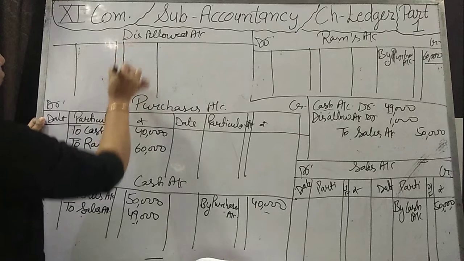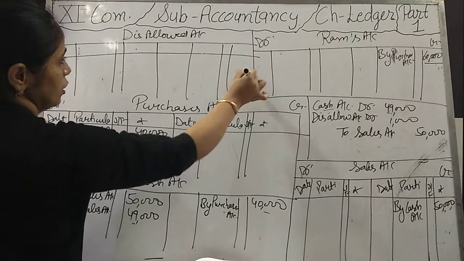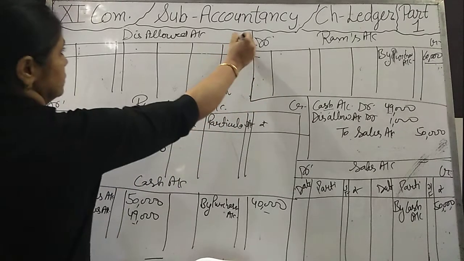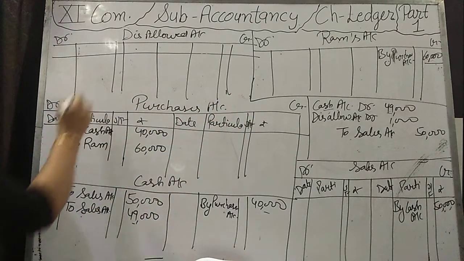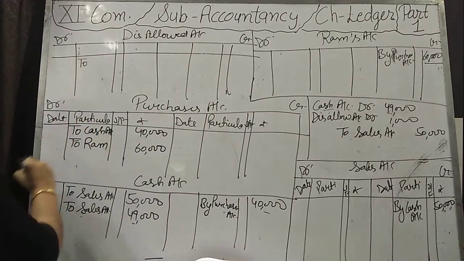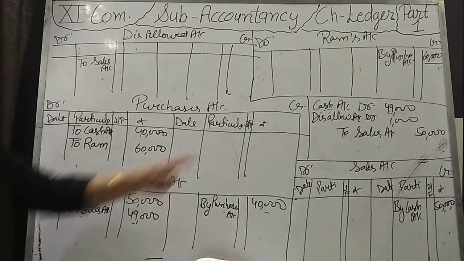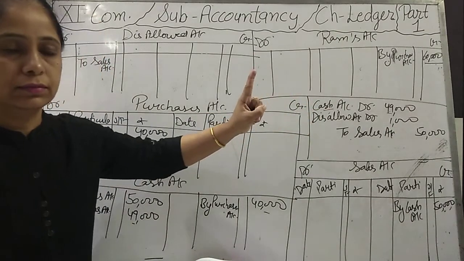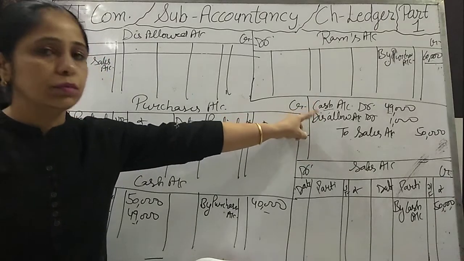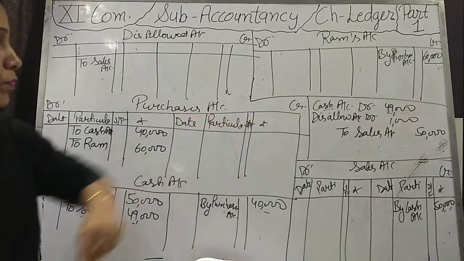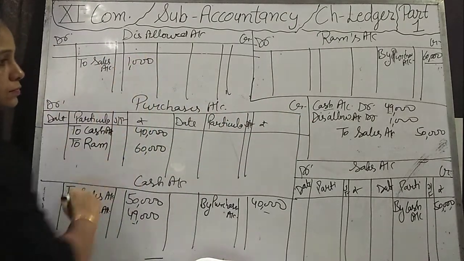Date, particular, journal folio, amount. Date, particular, journal folio and amount. Discount allowed is debit. So in the debit side we will write to sales account. There is no link between debit and debit. Debit is linked with credit and credit is linked with debit. Okay. So discount allowed is debit with 1 lakh. Sorry, 1,000.